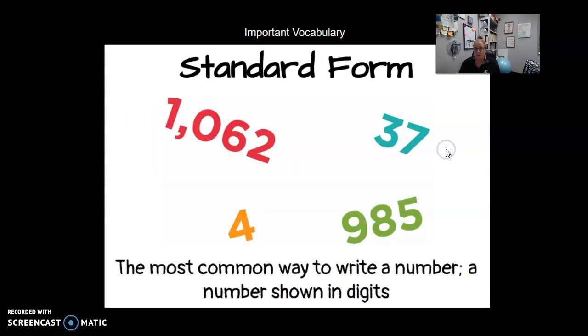The next word we have is the word standard form. Remember, standard form is the most common way to write a number, and it shows the number with digits. So any way you write a number, you're using digits to make up a number.